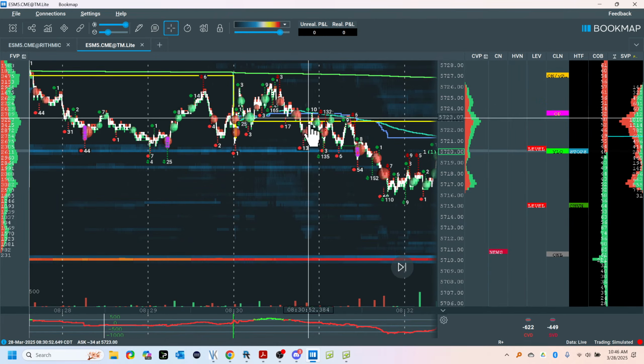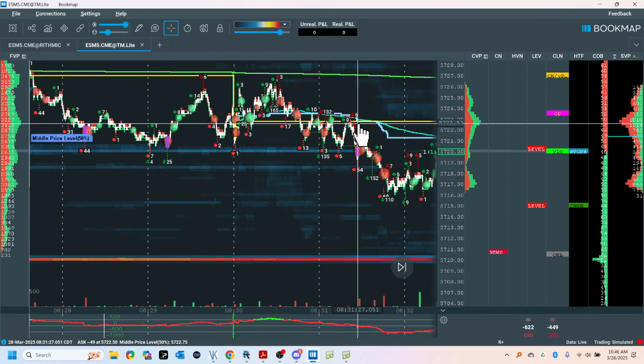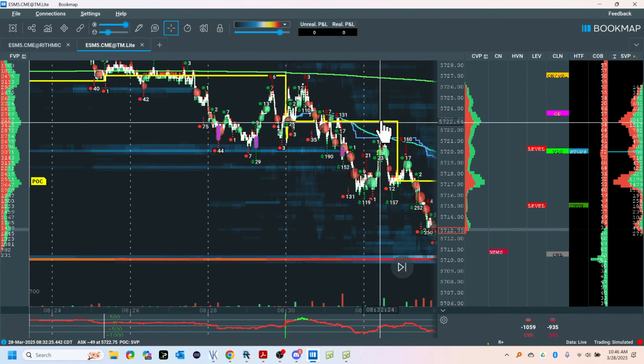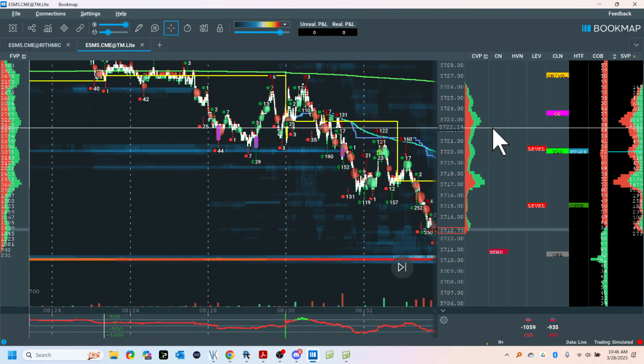So this is a short. There's your VWAP in mid, and you're going for this. So let's just see how this works. This is called VPOC migration. I'm going to label it.